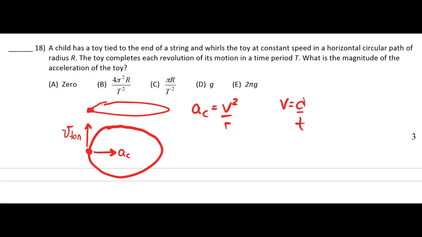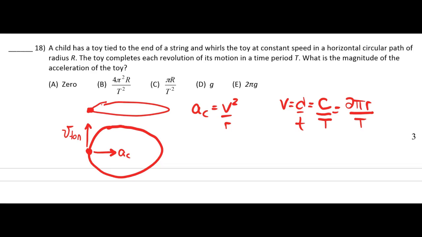Since it's moving around at a constant speed in a circle, the distance is the circumference of the circle, and the time that it takes to do it, we call that 1 period, and we abbreviate that with a capital T. The circumference of the circle, from geometry, by the way, these geometric relationships are on your yellow equation sheets, would be 2 pi times r over period.